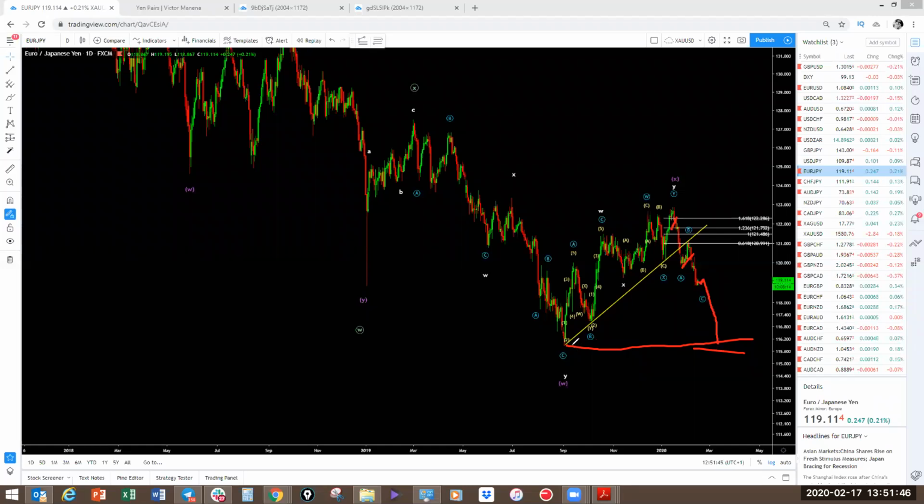But why is this my target? That's because it's a structural level. Likely, if this one comes with the impulse, it's going to correct here and it's going to break the low here. But if it comes down correctively, starts doing this, then that will be the structure that we will look at there. That is Euro Yen. So that will be the swing that we're looking at up to down that level.